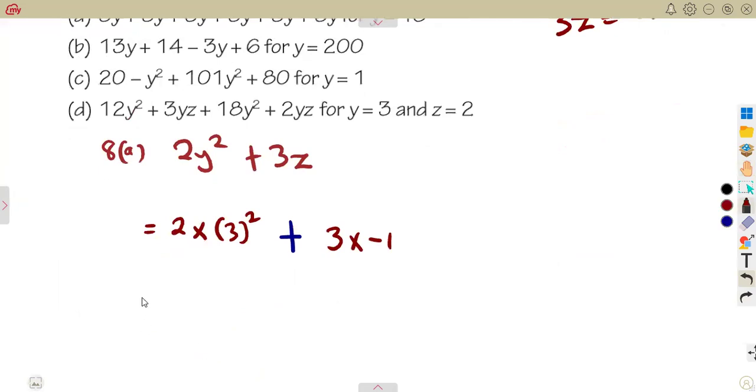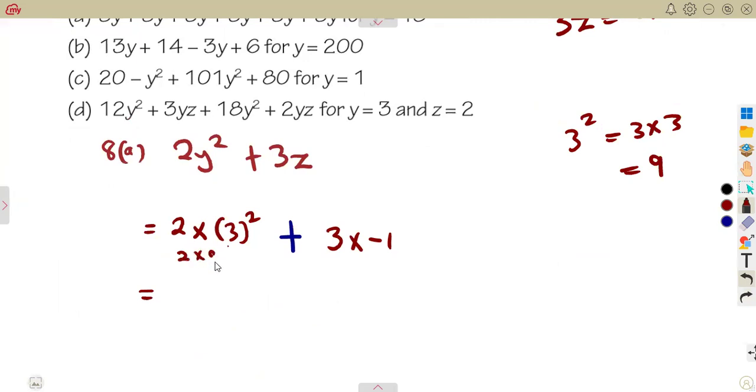All right, so this is going to be 3 squared. Remember, squared means that number is multiplying itself 2 times. 3 times 3, which is 9. So we simply have 2 times 9 in this case.